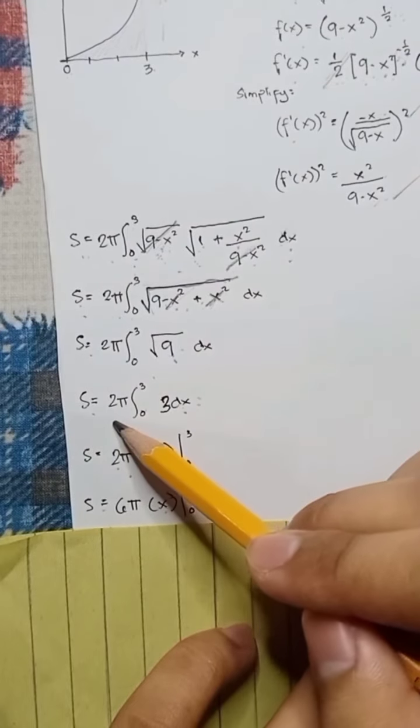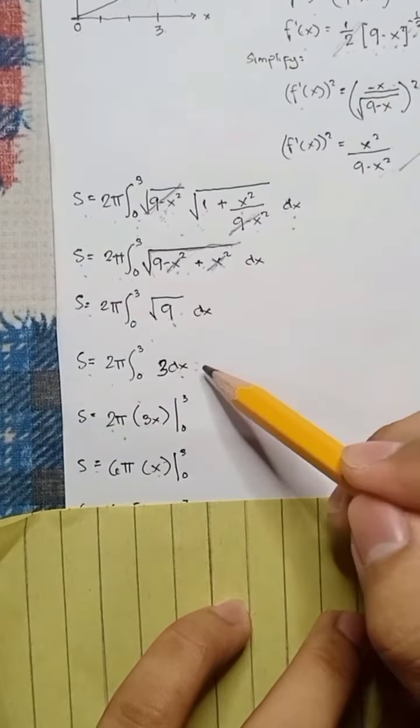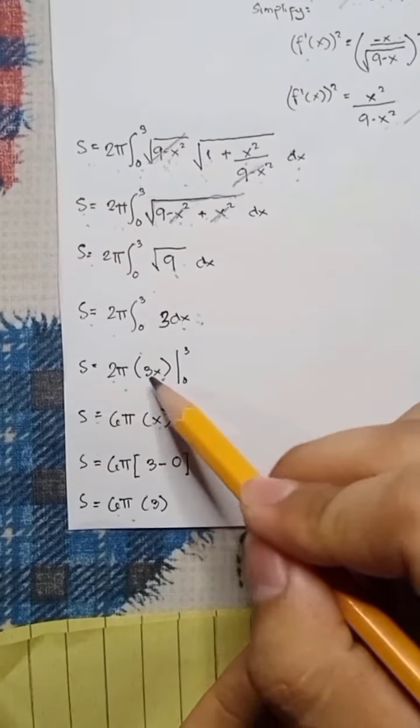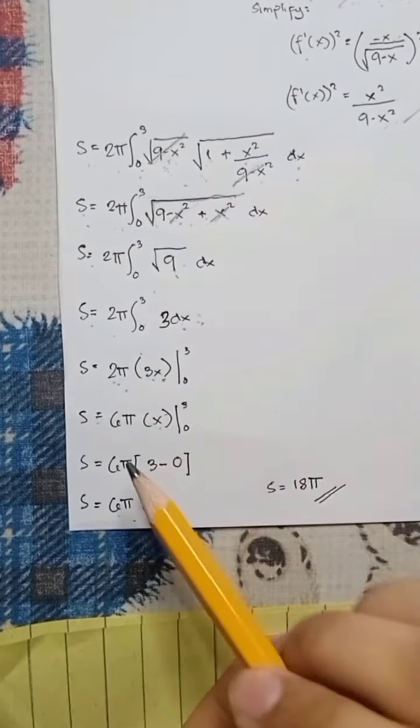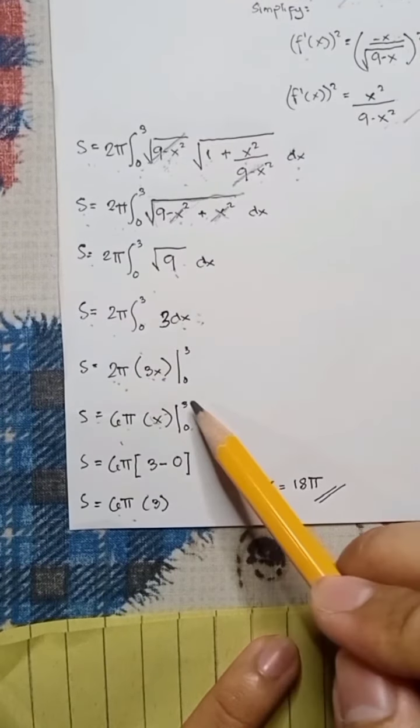Yan. S is equals to 2 pi integration 0 to 3, 3 times dx. So, integrate natin yung 3 dx is equals to 3x. Yan, kita pa ba? Yan, 3x na. So, ito times natin yung 3 sa 2. Ang mangyayari is 6 pi times x evaluated from 0 to 3.